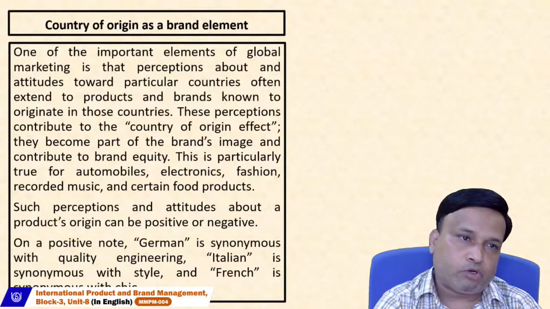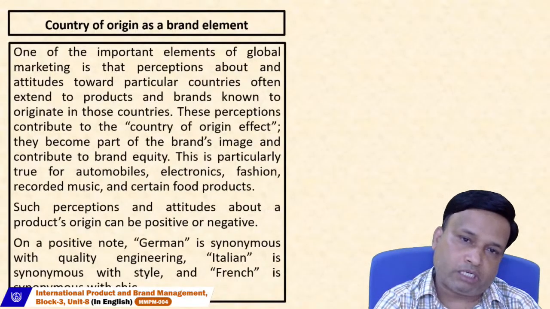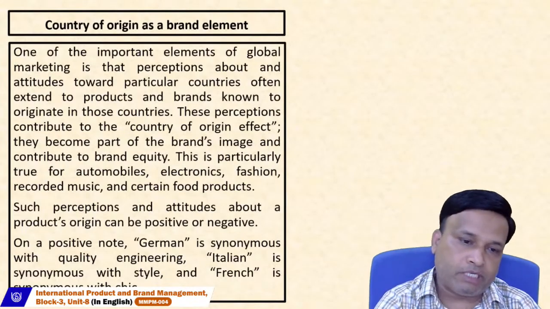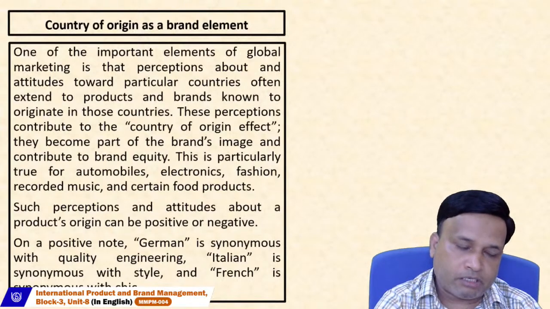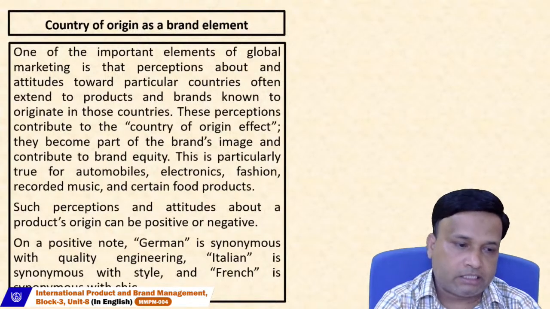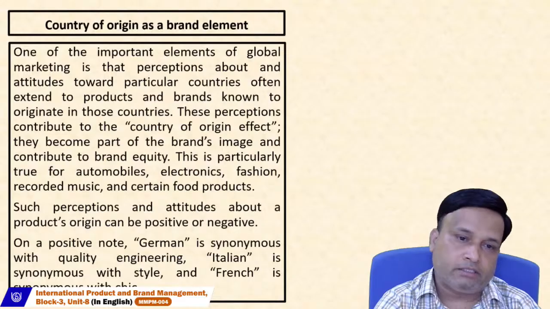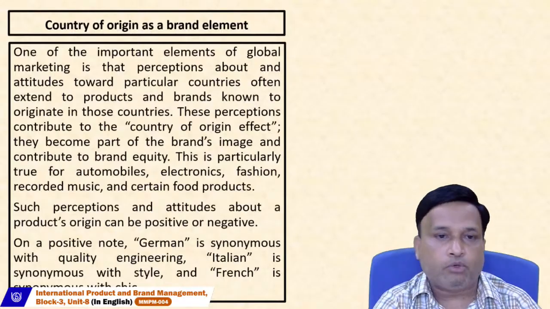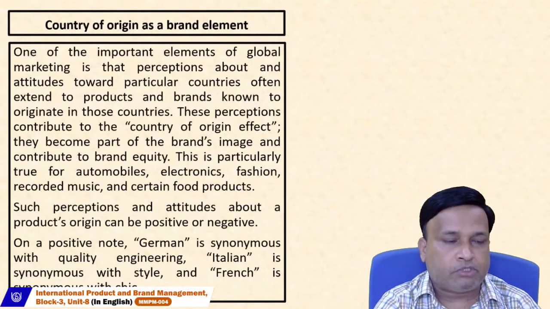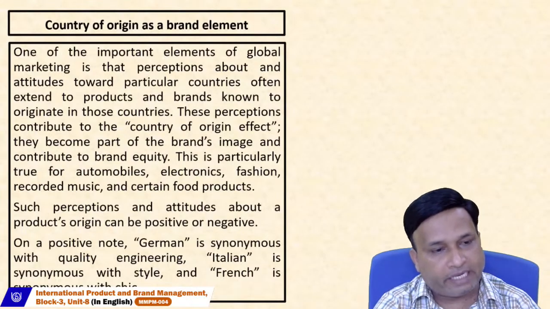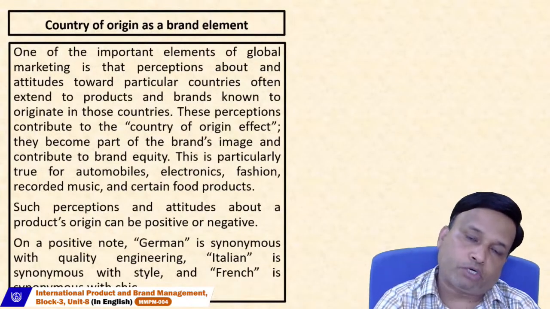One of the important elements of global marketing is the perception or attitude towards a particular country, often extended to products and brands that originate in those countries. If it is from Italy, that is exactly style. If it is from France, we talk about chic. If it is from Germany, we talk about quality engineering. So we are categorizing products on the basis of COO, country of origin. These perceptions contribute to the country of origin effect. They become part of the brand's image and contribute to brand equity. This is particularly true for automobiles, electronics, fashion, recorded music, and food products.